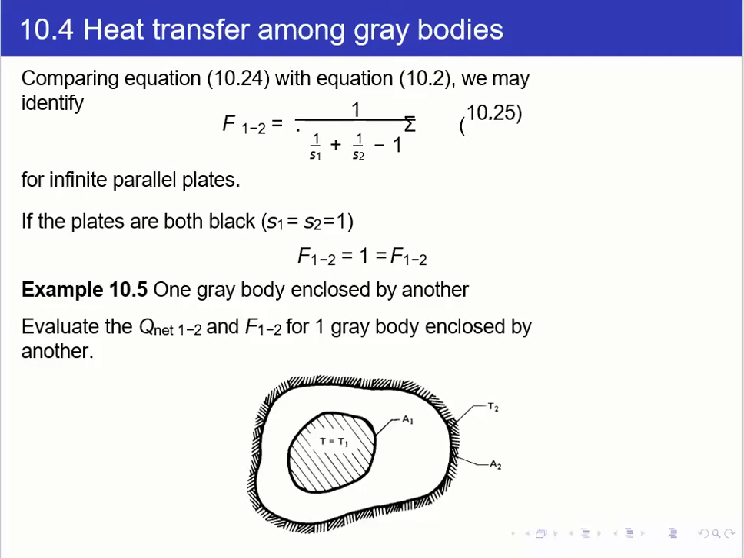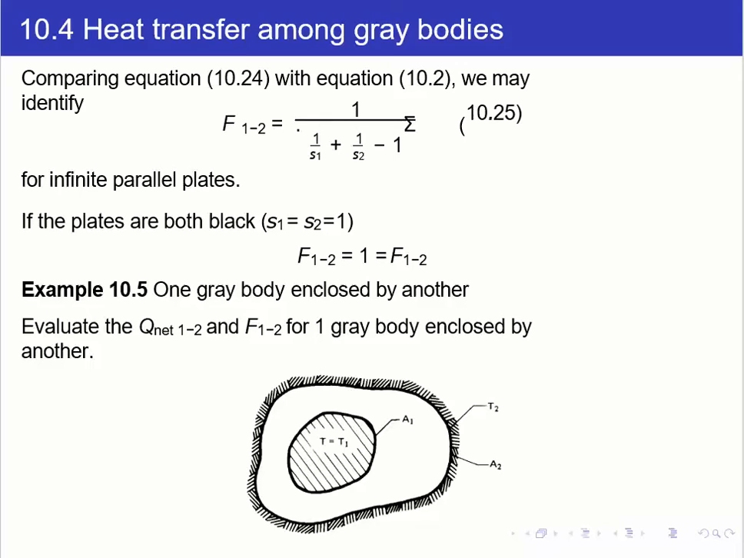By comparing the equations, we can identify the case for parallel plates. If the plates are both black, then ε1 is equal to ε2 is equal to 1, and F1 to 2 is equal to 1, the same as F1 to 2 or F2 to 1.